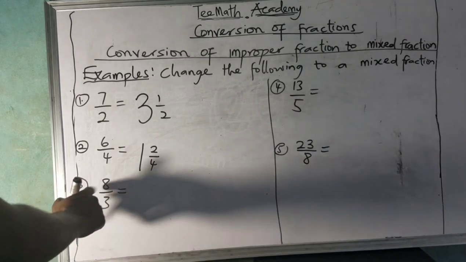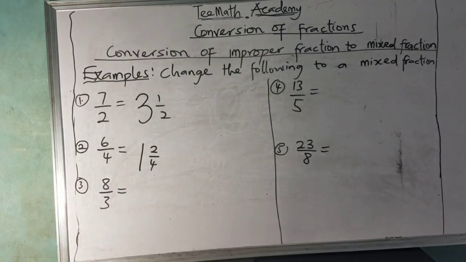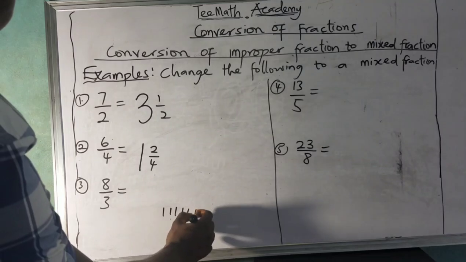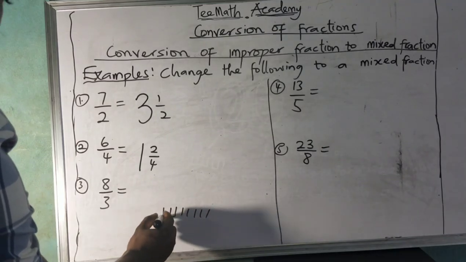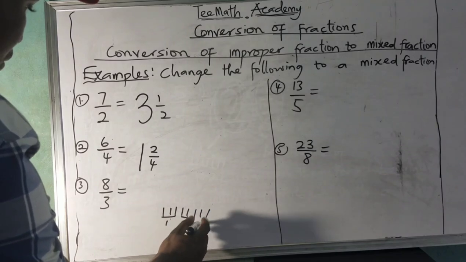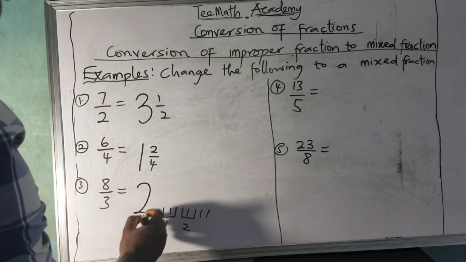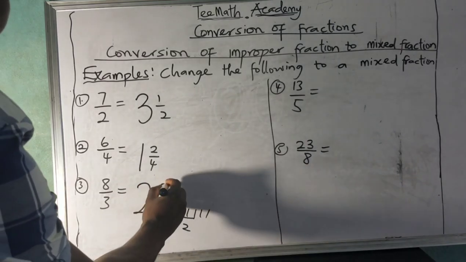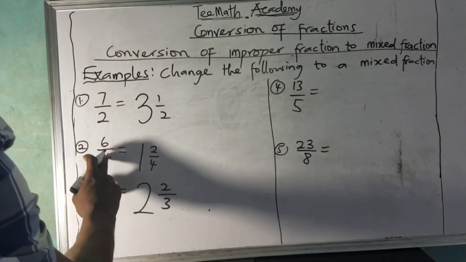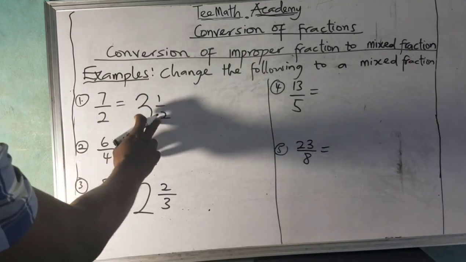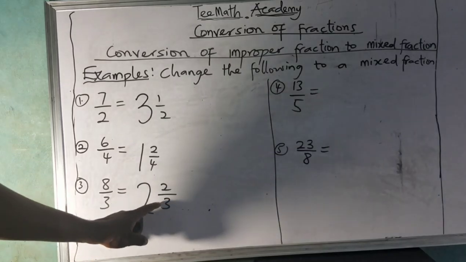Now the next one is 8 over 3. You count the numerator, which is 8. So I count 1, 2, 3, 4, 5, 6, 7, 8. Divide by the denominator, which is 3. That is 1, 2, 3. That is 1 time. 1, 2, 3, 2, 1, 2. It's not up to 3. So I stop there. That is 2. You write it bold. 2 whole number. Remaining what? That is 1, 2. 2 over the denominator here. All these ones are just over the denominator, like this one over this. Now this is called 2 whole number, 2 over 3.